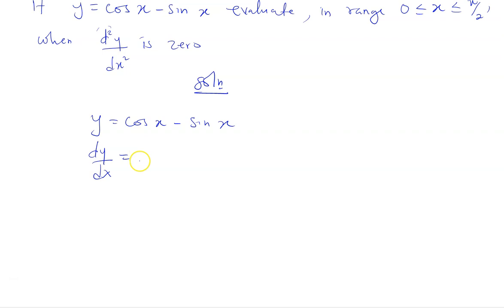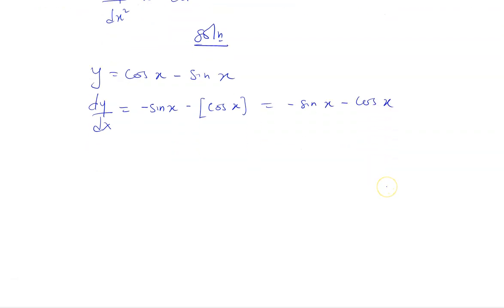We differentiate this one, we are going to get negative sine x, minus, differentiate this, we are going to get cos x. So this is the same as negative sine x minus cos x. So that's the value for dy/dx. So we need to find d²y/dx².